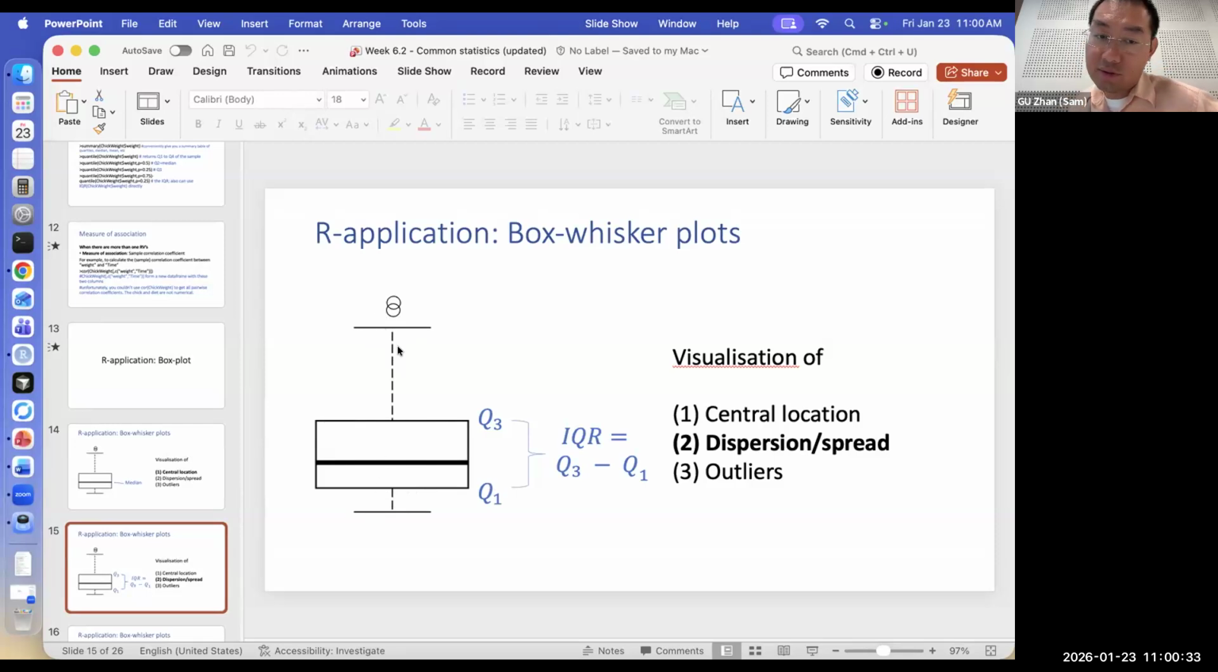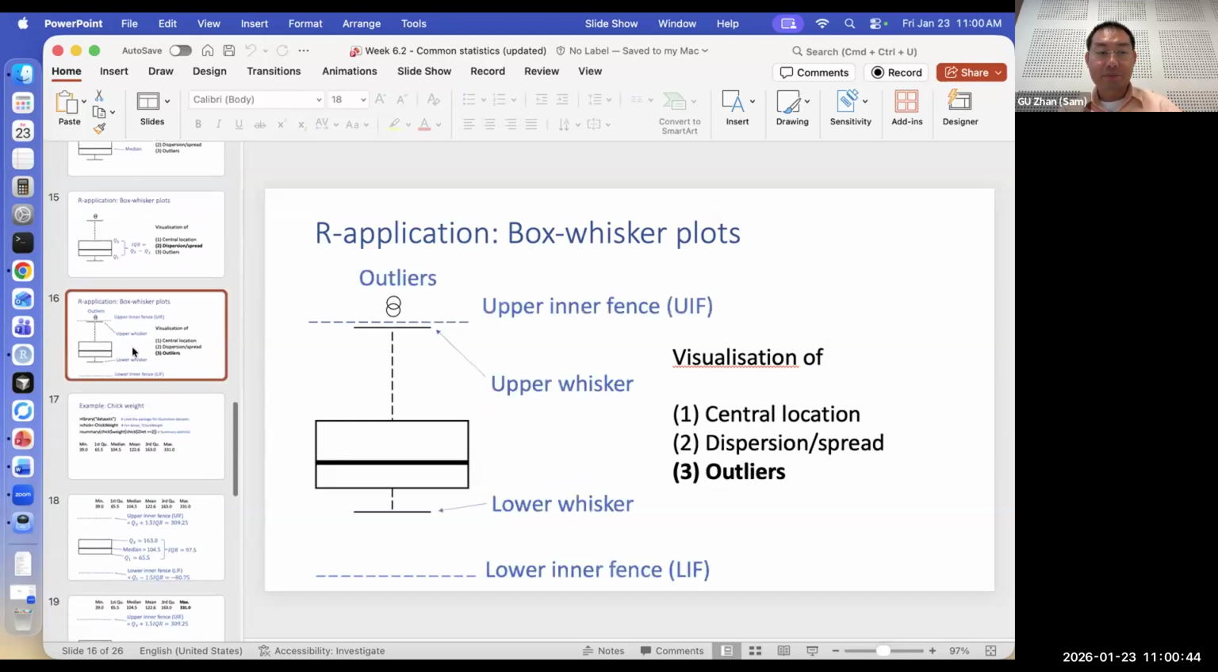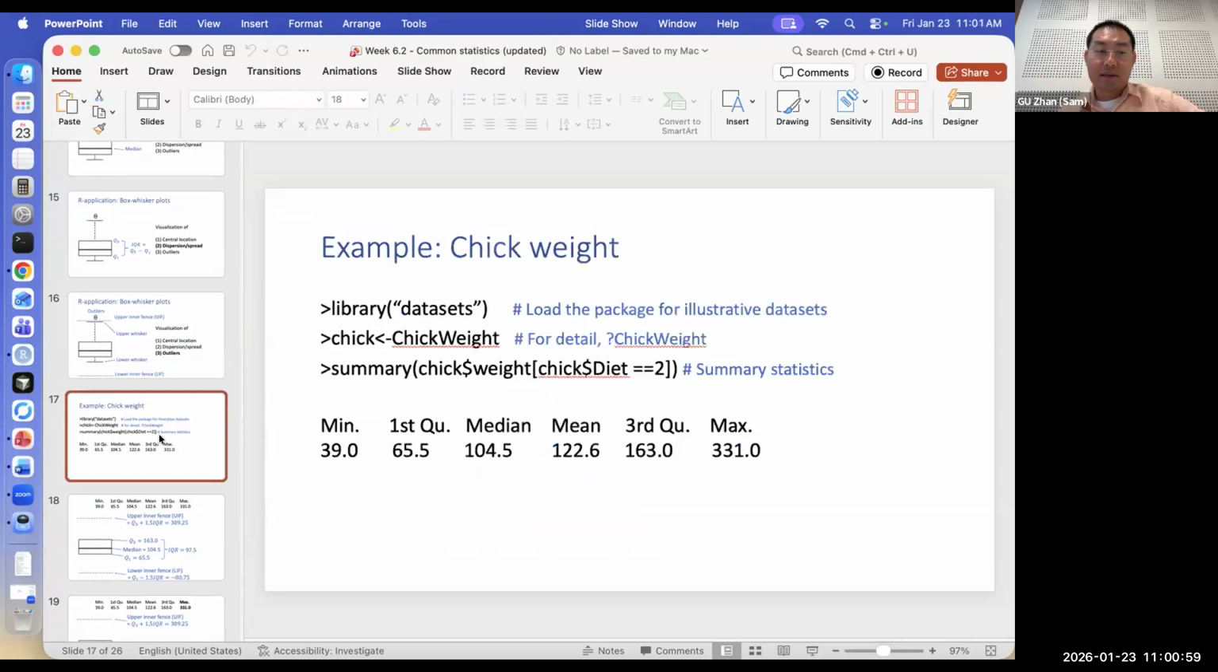We'll look at how to calculate these. Then there are a few circles. If you observe points outside of the upper whisker and lower whisker, they are considered outliers. We'll look at how to calculate them. It's here: upper whisker, lower whisker. And there are two conceptual lines called the upper inner fence and the lower inner fence. We're looking at how to calculate these upper and lower inner fences as well.